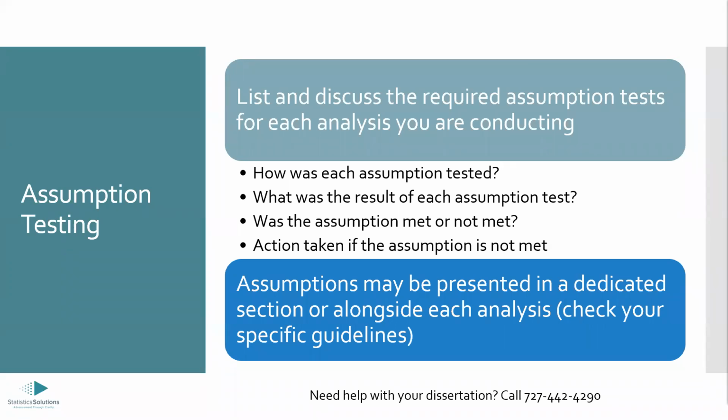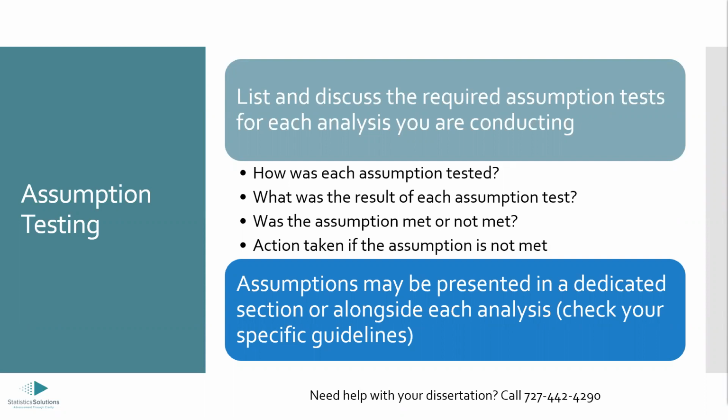Are you testing normality with something like a Shapiro-Wilk test? Or are you using a visual method like a histogram or a QQ plot? Or are you using something else like skewness and kurtosis values? Or are you using a combination of those things? You'll want to state exactly how you are testing each assumption.